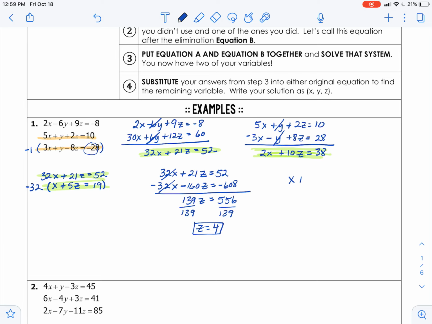So you see what I'm doing. Here's the equation I chose, and I'm going to put in the 4 for the z. So x plus 20 is 19. So it looks like x is a negative 1. Okay? So almost done. Now I go back to the original equations, all the way back to the beginning. And I'm going to pick one of those equations. Again, it does not matter which one I pick. And I'm going to put in the z and the x and find the y.